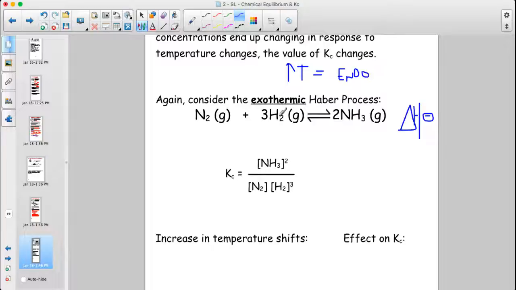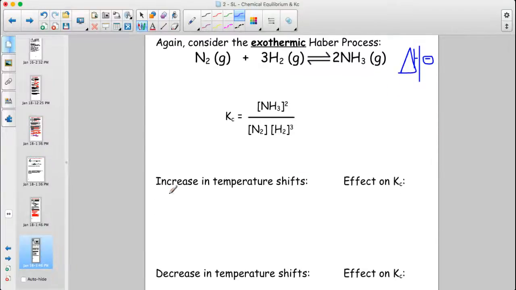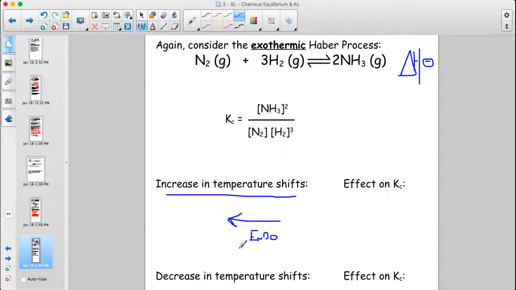Well, for this reaction, because it's an exothermic reaction, that means the forward reaction is exothermic and the reverse reaction is endothermic. So an increase in temperature will shift this reaction to the left, and your reasoning is because that is the endothermic direction. It favors the endothermic process more than it favors the exothermic process. So even though it makes both the forward and reverse rates faster, it makes the reverse reaction even faster.